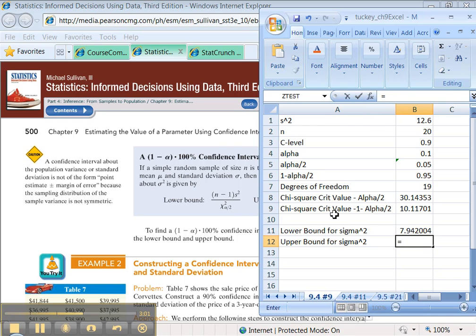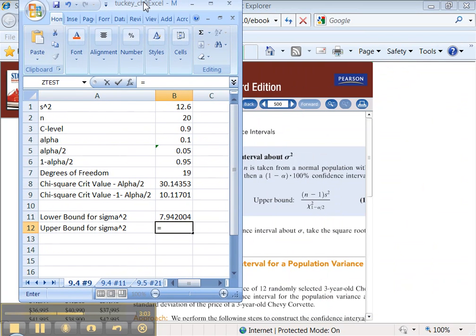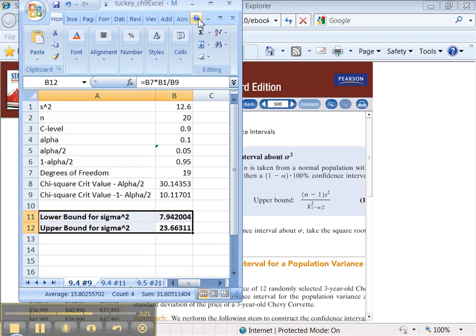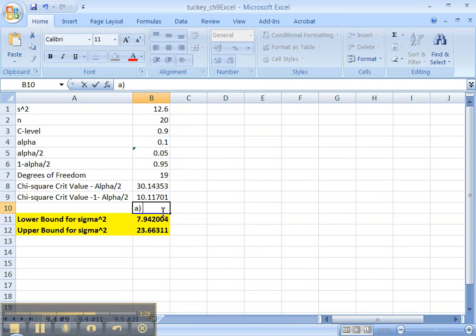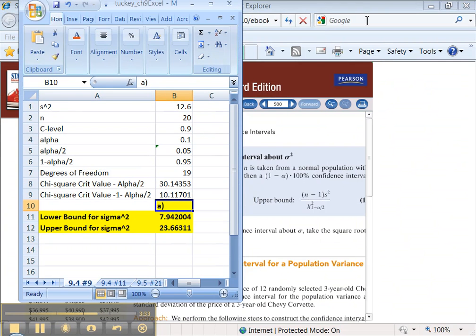Upper bound for sigma squared. That would be equal to, oops, you can't see it. There it is. N minus 1, that's 19, times s squared, that's 12.6, divided by the 1 minus alpha chi-square, that's the 10.117. And there we go. We have our bounds and everything. Groovy. Let me show you a few more things before we head away. So this is the answer for part A, just so you can see it.